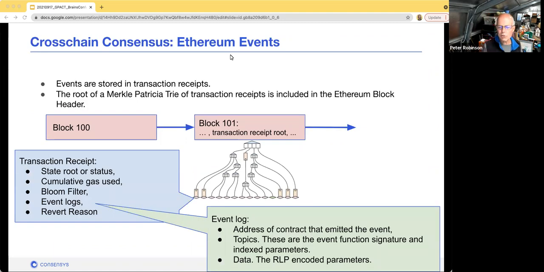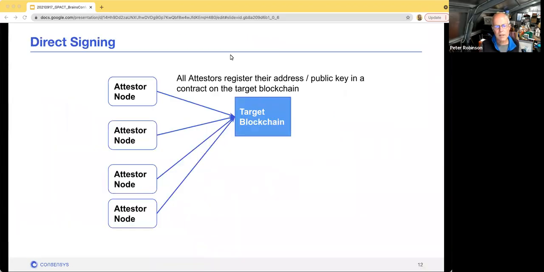So events are stored inside transaction receipts. So they're event logs, and they've got the address of the contract that emitted them, and the topic, which is the function signature essentially, and then the data, which is the encoded parameters. And then that fits into the transaction receipt. You have a modified Merkle-Patricia trie, the root of which ends up in the block, and you've got a whole set of blocks.